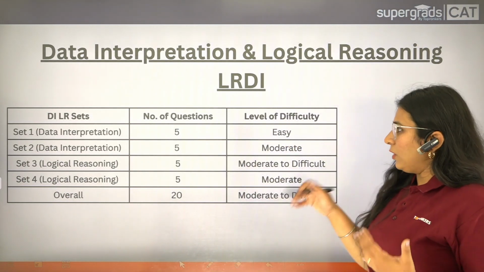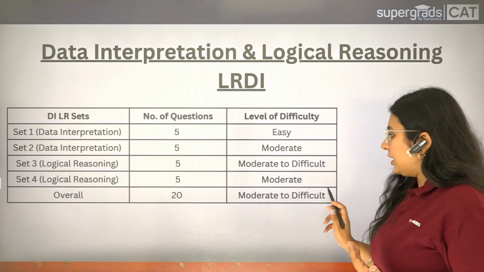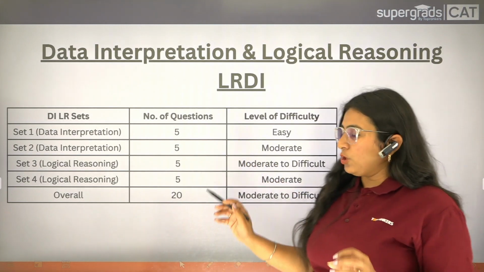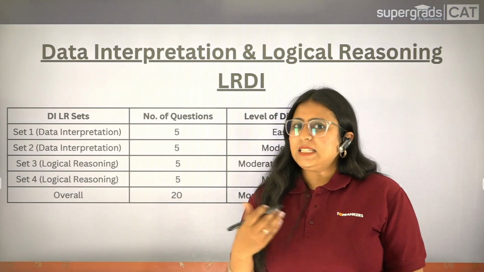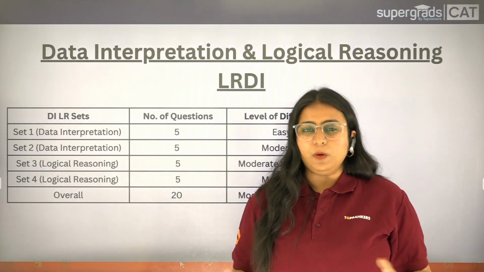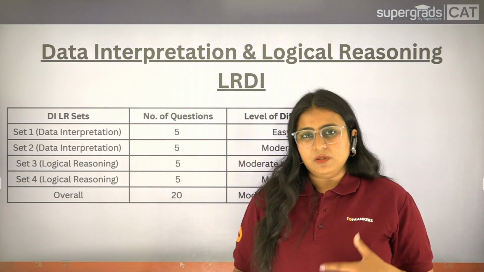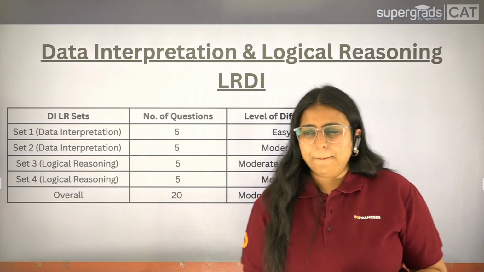Okay, now here if I talk about the difficulty level, again it is moderate to difficult. यहाँ पे questions although I have divided कि 5 5 5 आते हैं, but it again depends. किसी किसी set में 4 questions भी होते हैं, किसी में 6 भी होते हैं. So it depends again on the type of set that you get in the exam.